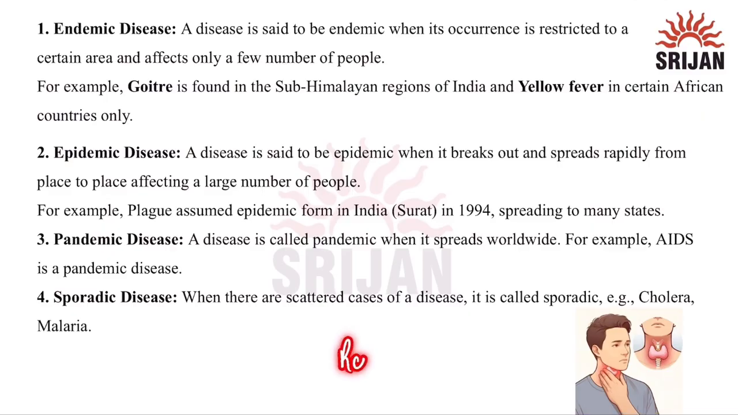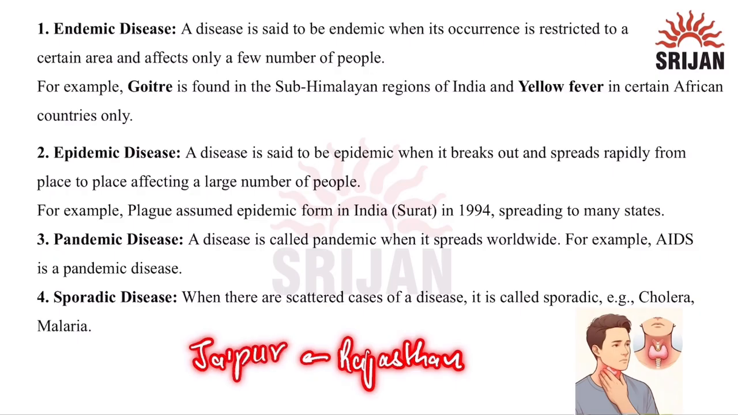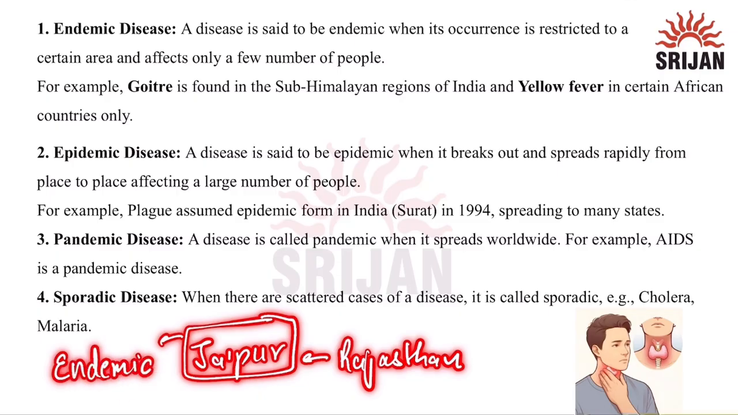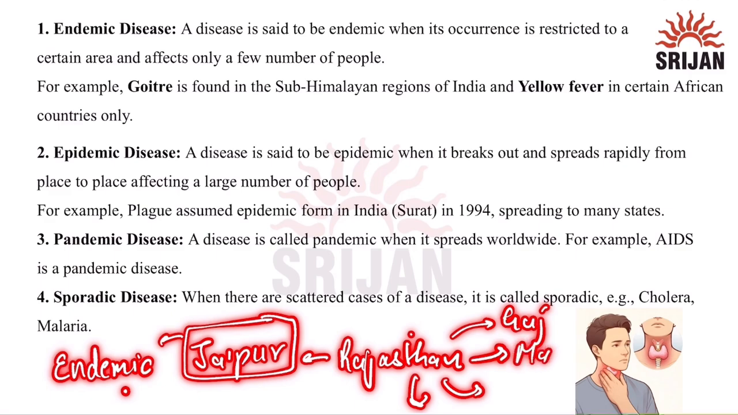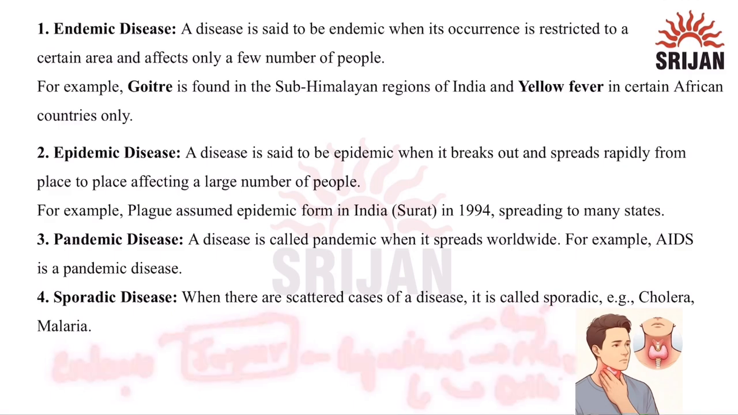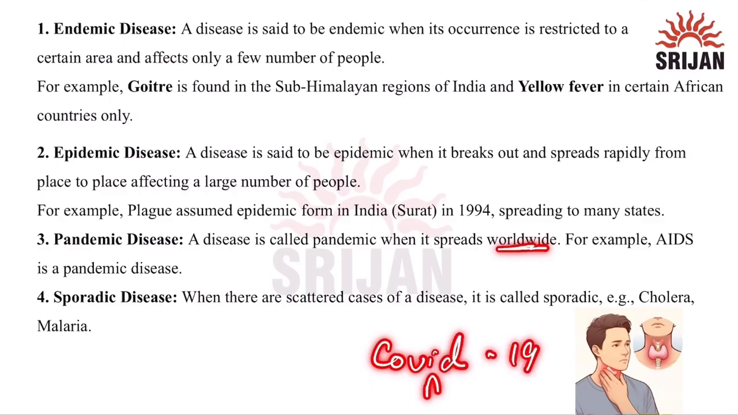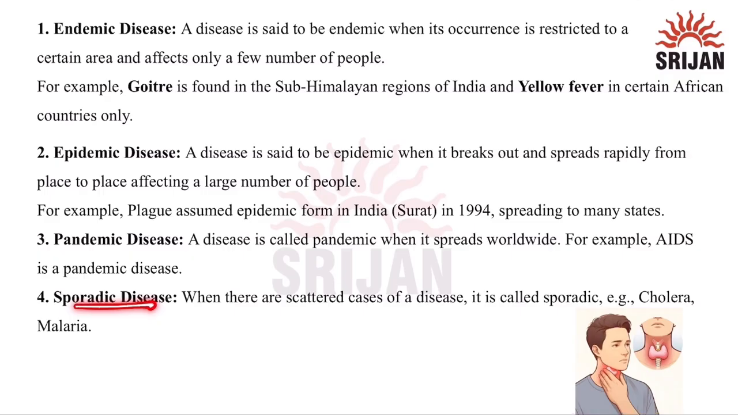Let's suppose that you live in Rajasthan and let's say you live in Jaipur inside Rajasthan. So there's a disease to certain people in Jaipur, so I'll term it as endemic, which means it is restricted to this particular area. Now from Rajasthan, if this disease is spreading to other places, like let's say Gujarat, let's say Maharashtra, let's say Delhi, then I'll term it as epidemic and many people are getting affected by it. Pandemic is a disease which can spread worldwide like COVID-19 and AIDS, right? Sporadic disease basically means there are scattered cases of a disease like cholera, malaria, etc.